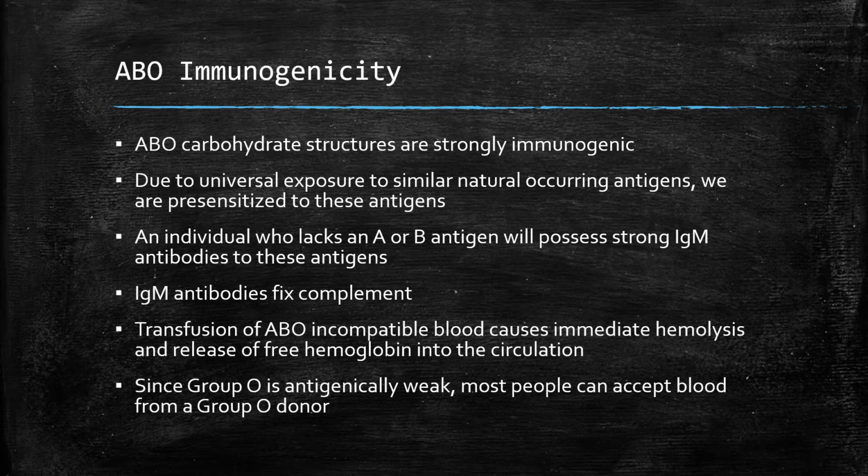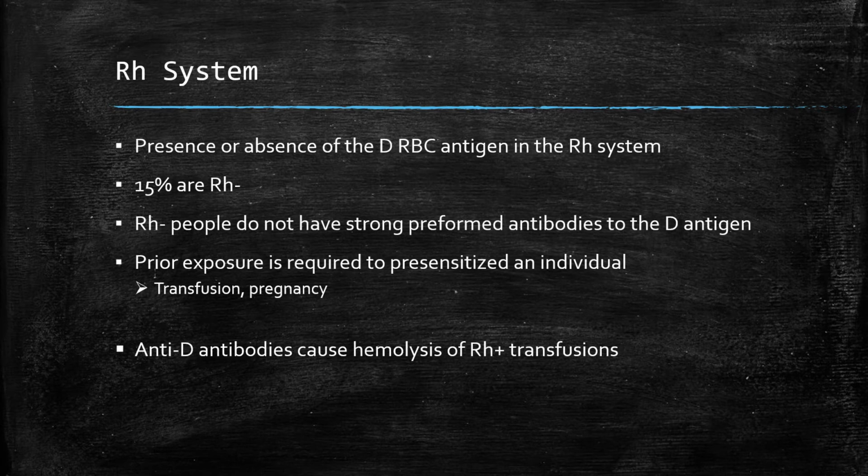And as we'll see in a bit, it's the release of this free hemoglobin that causes all the problems in a transfusion reaction. Now, since blood group O is antigenically weak, since it doesn't have the carbohydrate structures on its surface, as it turns out, most people can accept blood from a group O donor.